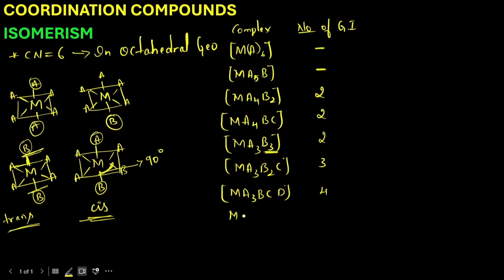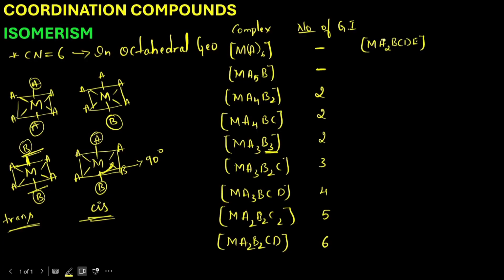Again we will take another complex where we are going to have MA2B2C2. So here we are going to have 5 geometrical isomers. So next complex MA2B2. Now we will split C into CD. So here the number of geometrical isomers is 6. Another complex that will be of type MA2BCDE. In this type of complex we are going to have 9 geometrical isomers.